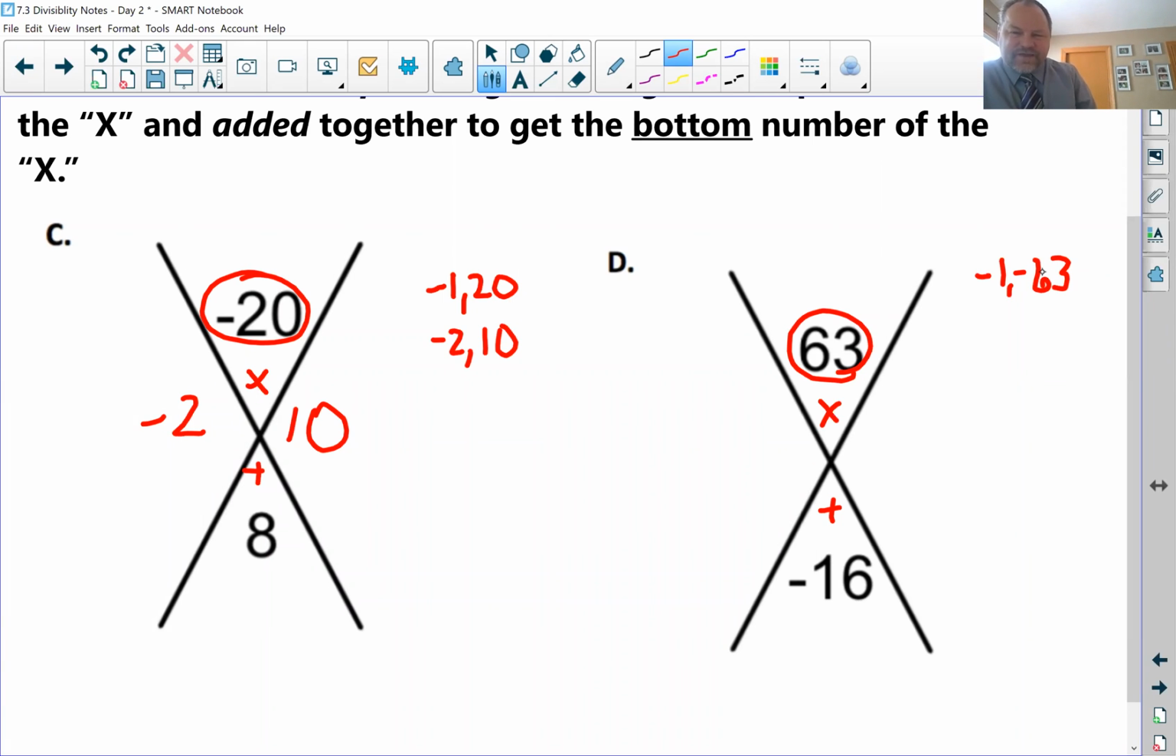Negative 1 and negative 63, they add to negative 64. 2 isn't going to work, but 3 will. And that would be negative 21. They add to negative 24. Not quite right. 4 will not work. 5 will not work. 6 will not work. 7, negative 7 and negative 9. And they do add to negative 16. So that's our pair.